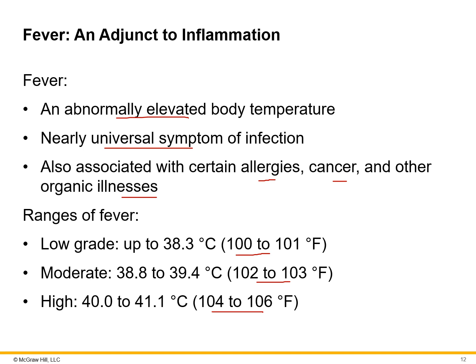So fevers are good. They're part of our immune system. They help activate our immune system. They make it harder for microbes to replicate, but they can get too high to where our proteins can start to denature and we start to get problems. So prolonged high fevers definitely is something that would need treated.